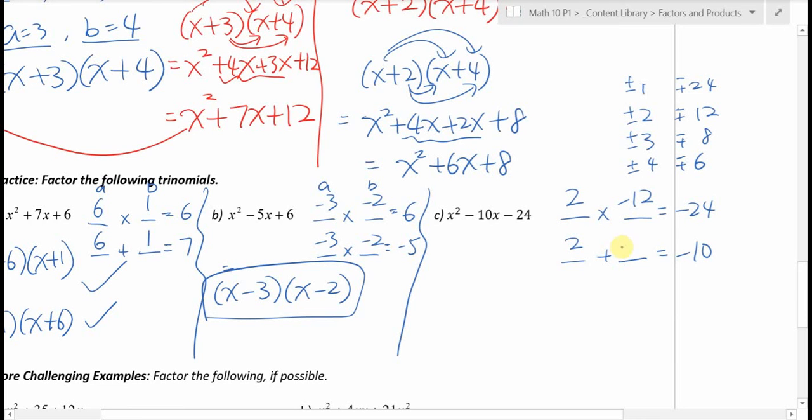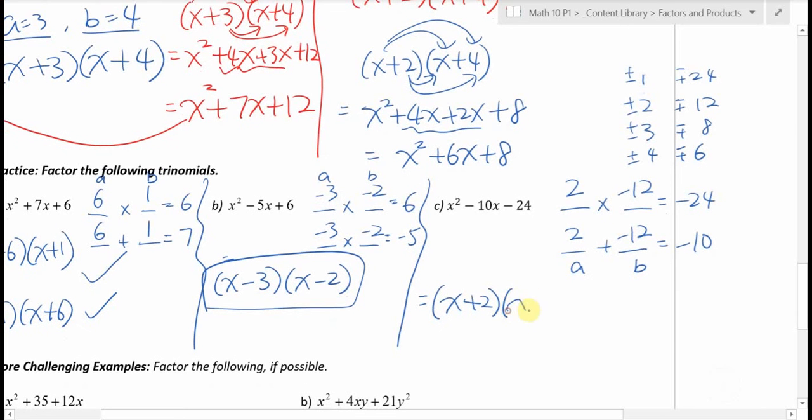2 and -12. 2 times -12 is definitely -24, and 2 plus -12 is indeed -10. So there's your A and there's your B. And finally, the final answer is x plus 2 times x minus 12.